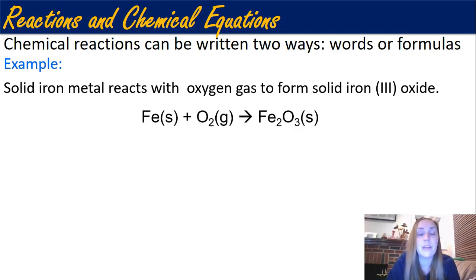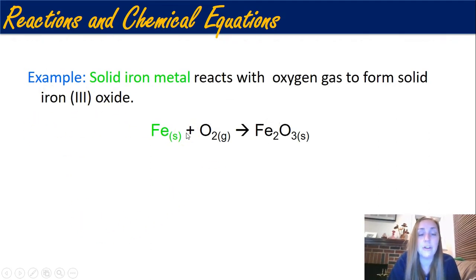So here's how it would look if I use the chemical symbols. I've got solid iron metal right here, Fe, and then I've got this S here. This is the chemical formula for iron. It's an element, reacts with oxygen gas. So reacts with is a plus sign. You have a plus to separate things.